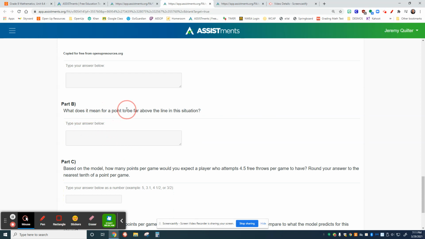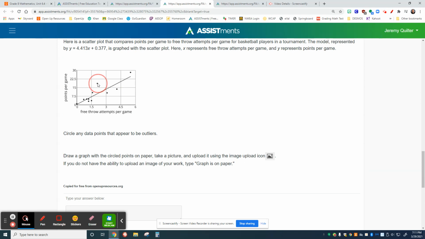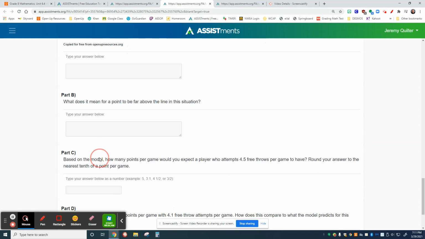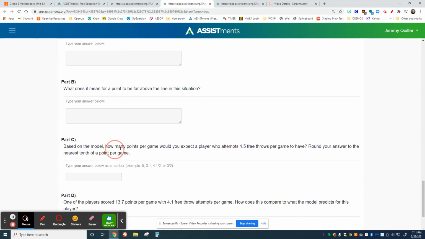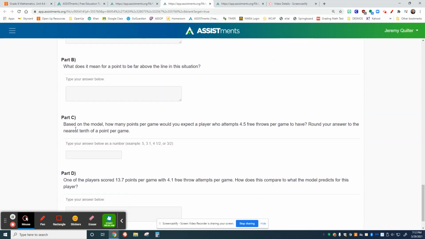Part B, what does it mean for a point to be far above the line in this situation? Meaning, what does this point right here, far above the line, mean for this situation? And then based on the model, how many points per game would you expect a player who attempts 4.5 free throws per game to have? Look up here and find points per game, free throws, 4.5 free throws. Looking around here, come up with a value that's really, really close to an actual value there. Don't forget, you need to round to the nearest tenth of a point per game.